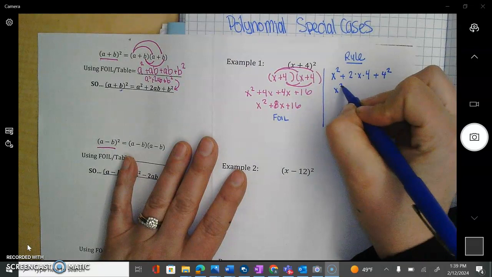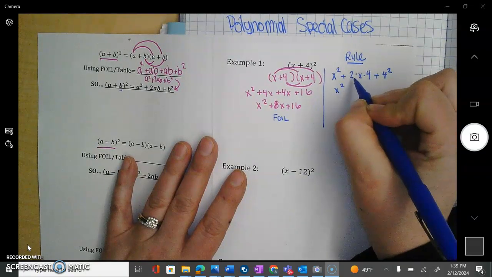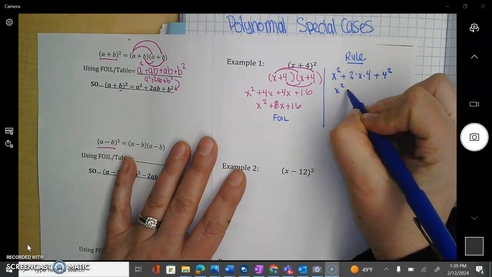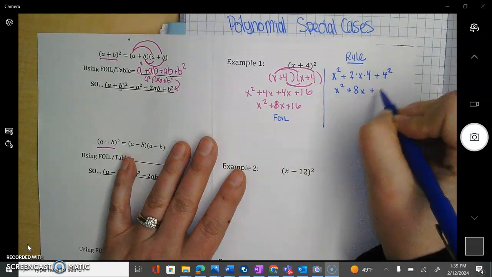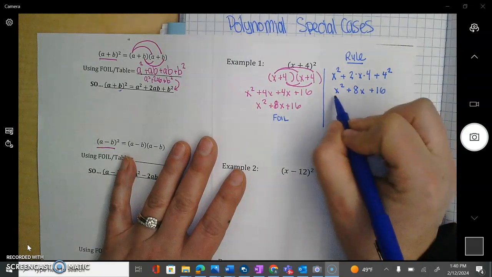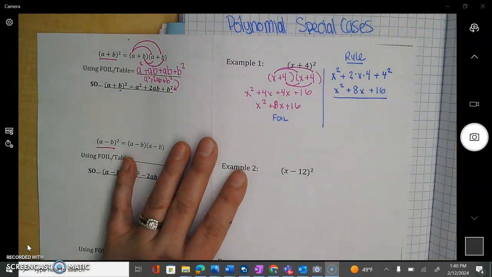X squared is just x squared. 2 times x times 4 is the same as 2 times 4 times x, so 8x. And last but not least, 4 squared is 16. That right there is the trinomial that you would get.